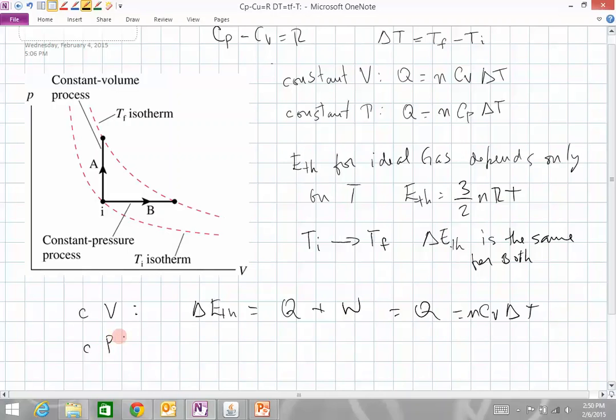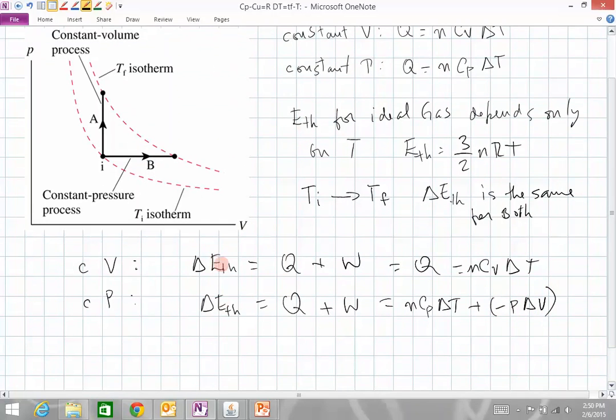For the constant pressure process, delta E thermal is equal to Q plus W. Now Q is n Cp delta T, plus W. What is the work done? Well, it's an isobaric process, so the work done is just minus P delta V.